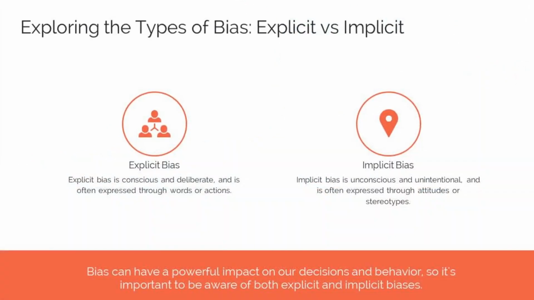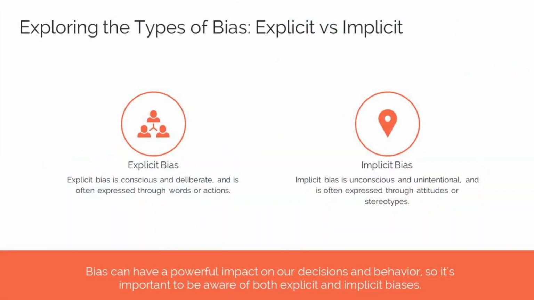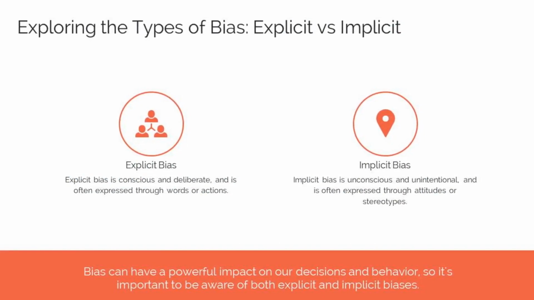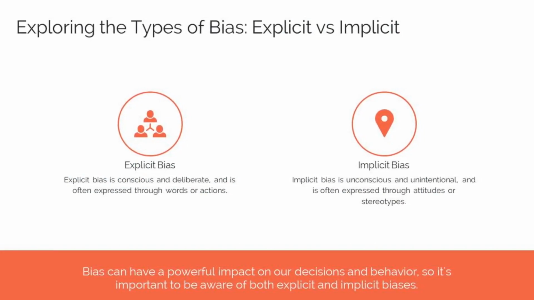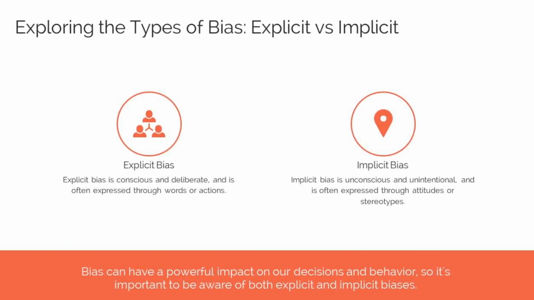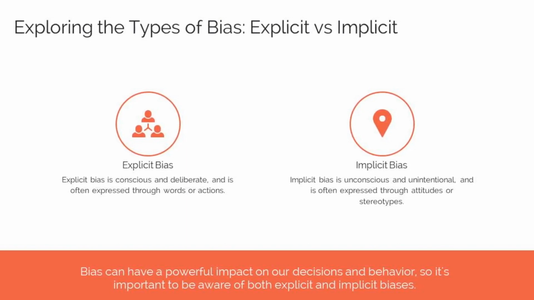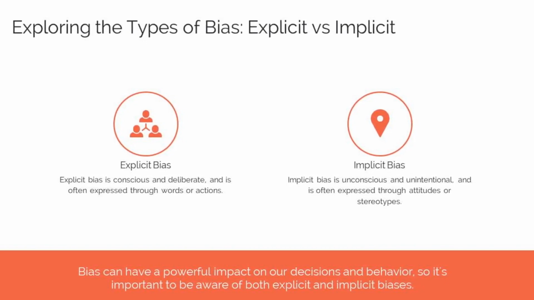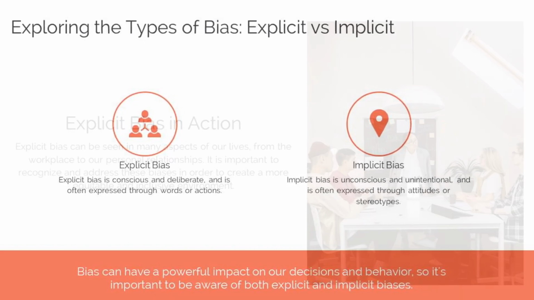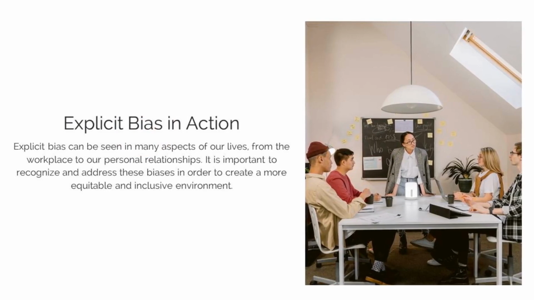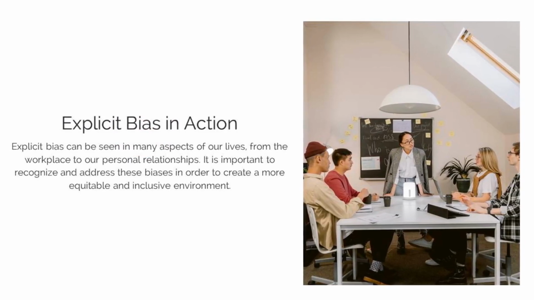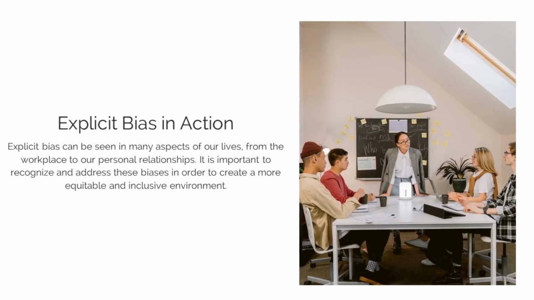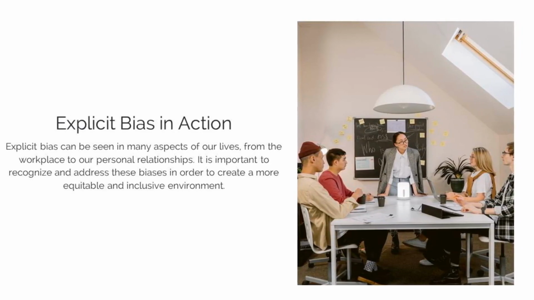Defining bias: explicit versus implicit. So, what exactly is bias? At its core, bias is a tendency, inclination, or prejudice towards or against something or someone. There are two primary types of biases that we'll be focusing on: explicit and implicit. Explicit bias refers to the attitudes and beliefs we have about a person or group on a conscious level. It's straightforward, and quite often, people are aware of these biases.